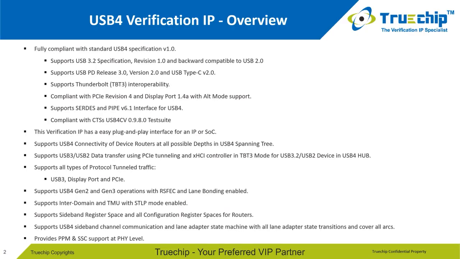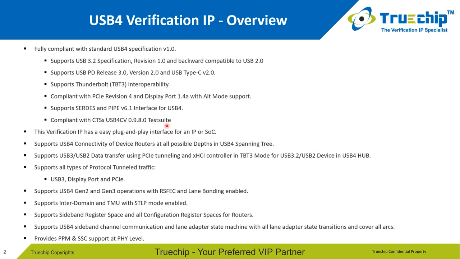TrueChip USB4 VIP is fully compliant with the standard USB4 specification. As USB4 performs tunneling of USB3, PCI, and DP, it is also compliant with their respective specifications. It is also backward compatible to USB 2.0. The USB4 port contains a Type-C connection, thereby it also supports Thunderbolt 3 interoperability, USB Type-C, and power delivery specification. The TrueChip USB4 test suite is fully compliant with the latest CTS version, that is 0.9.8.0.